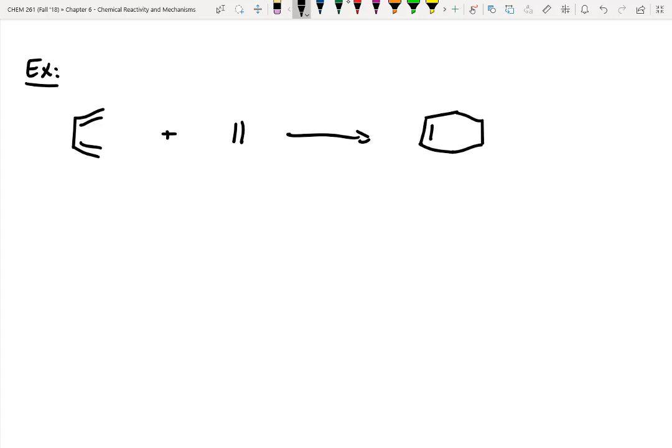And when you react this, you can actually form a ring system. Is delta S of the system going to be positive or negative? Okay, so let's think about this. It looks to me like we're going from 2 moles to 1 mole. So it looks like we're getting fewer moles of products than reactants. That means delta S of the system must be negative.